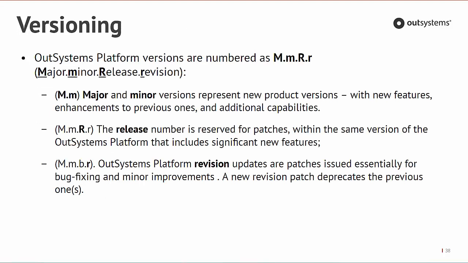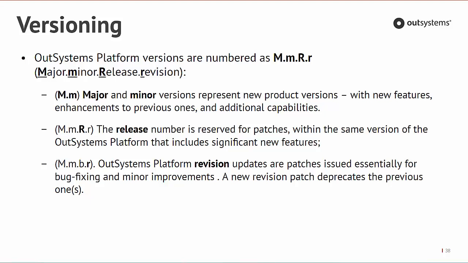Okay, so OutSystems Platform versions are numbered with 4 numbers: major, minor, release, and revision. Major version number and minor version number together represent the version of the OutSystems platform. So together they are also intended to match a marketing version of the product, like 9.1 was Bali, even if they have a different name. Okay, so new features, enhancements to previous ones, additional capabilities might have breaking changes.